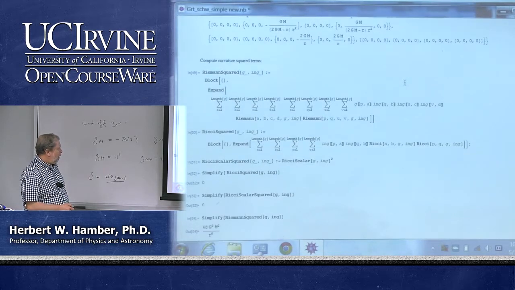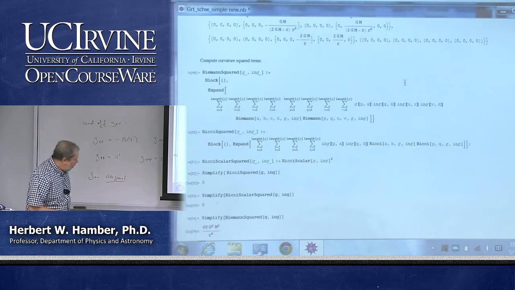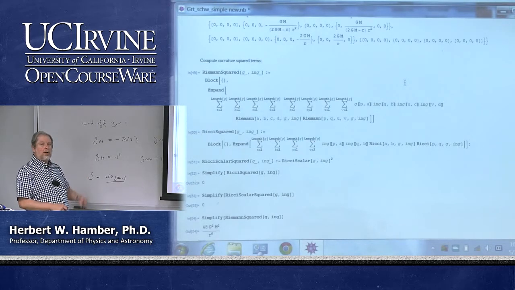And you can finally calculate things like the scalar curvature squared. Well, that is going to be 0 because the Ricci scalar itself is 0. The Ricci tensor, when you square it, that's also 0 because it was 0 to start with. But Riemann squared is not 0. So when you contract Riemann with itself, then, of course, that is not 0, and it goes like 1 over r to the 6th. So there is, in fact, a singularity at the origin, which is not unexpected because we have a point source there.